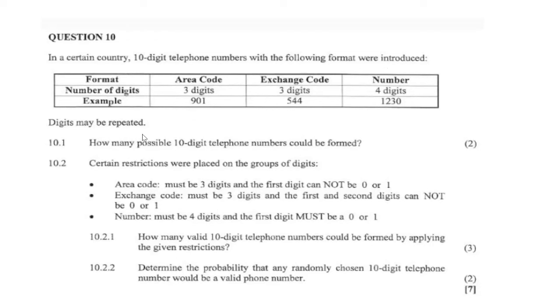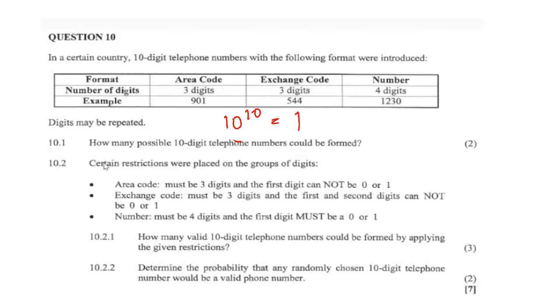Now they're saying how many possible 10-digit telephone numbers could be formed if digits may be repeated. Now we must form a 10-digit code. If digits can be repeated, that means in all these positions, we can fill in one of the 10 digits. So that's 10 to the exponent of 10, which will give us 1 followed by 10 zeros.